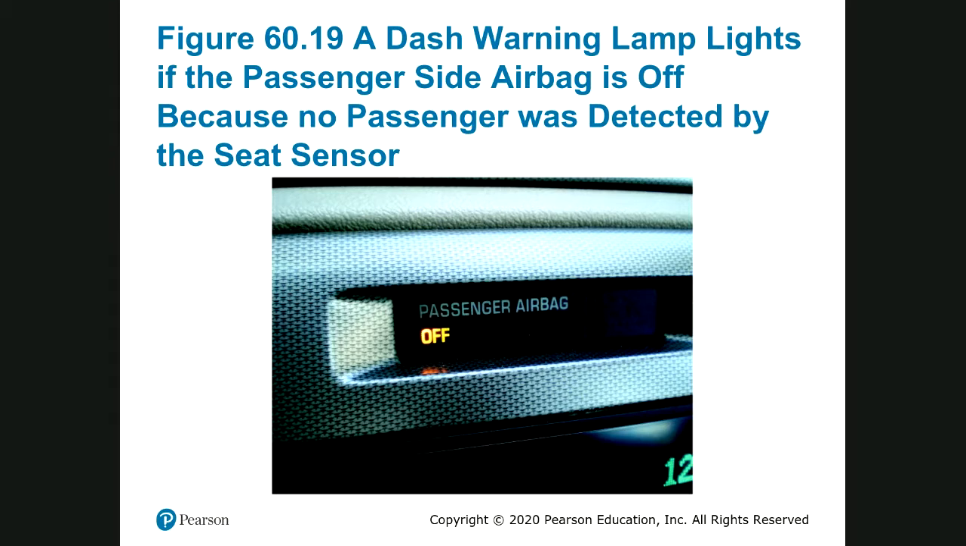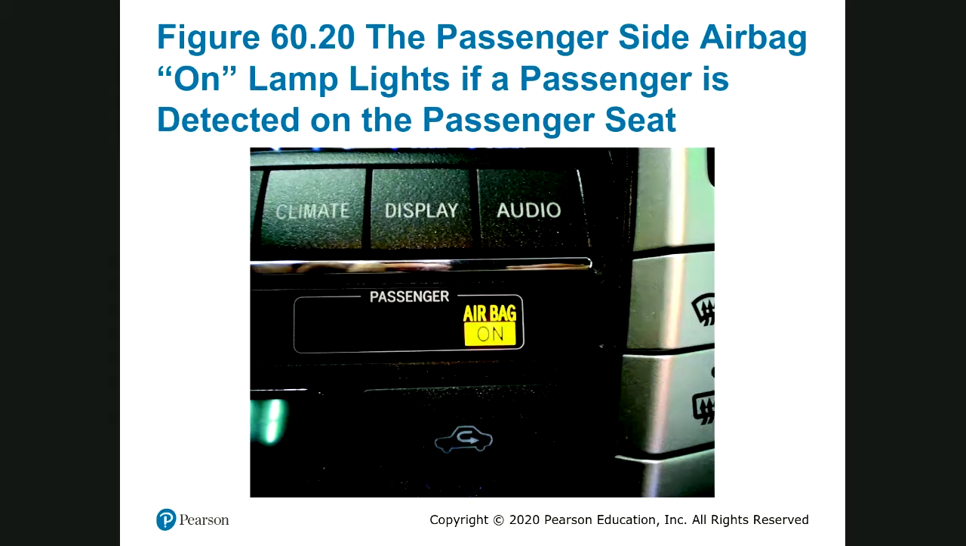Wow, the tongue twister. We'll read that first script verbatim. Figure 60-20: the passenger side airbag on lamp lights if the passenger is detected on the passenger seat. So if someone is sitting in the seat beside you while you're in the driver's seat, the passenger's airbag on light can be displayed. So be aware of that.